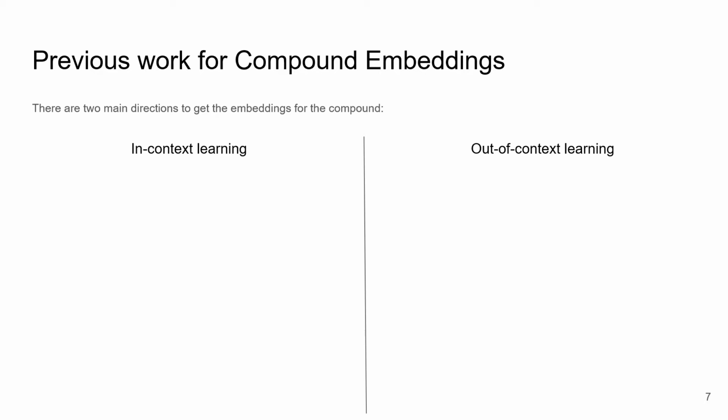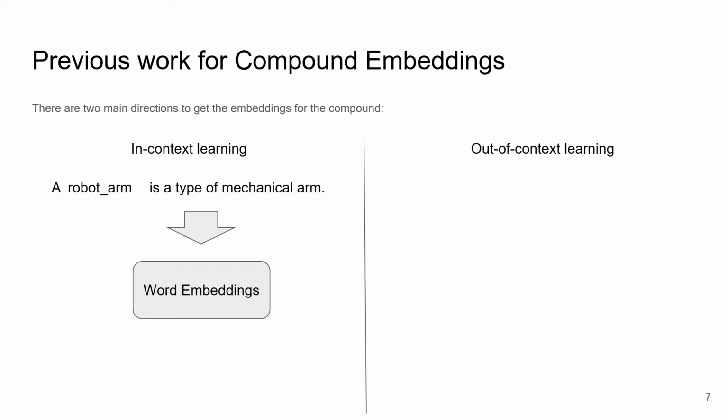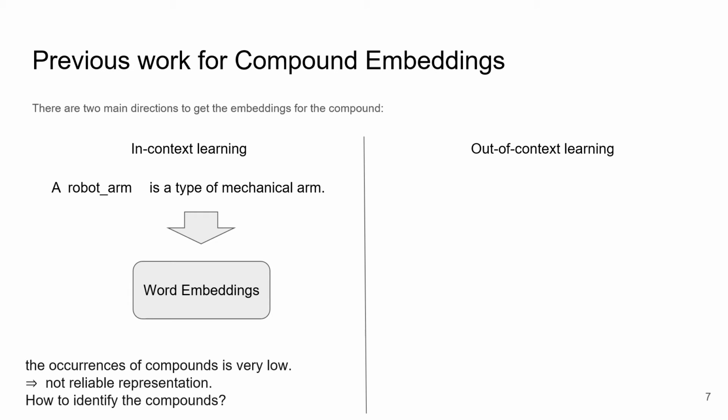Previous work has learned the vector representation of compounds in two ways, in-context learning and out-of-context learning. In-context learning is to learn the embedding from a raw text corpus by replacing the multiple-word compound with a single token. Then we can treat any compound as a word and learn the compound word embedding with some model. However, the occurrence of the compound is very low compared to its element words, so this way cannot provide a reliable result. Another problem with this approach is how to identify the compound in the raw text, which is hard to obtain.